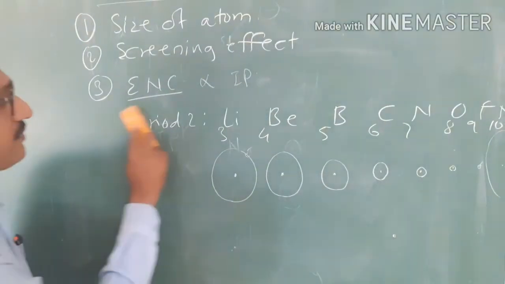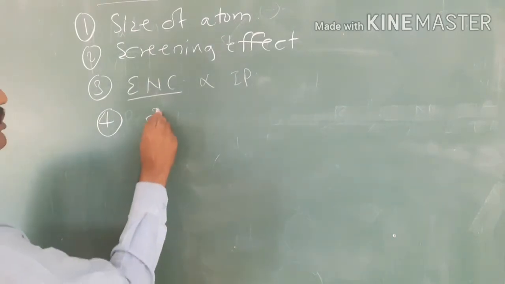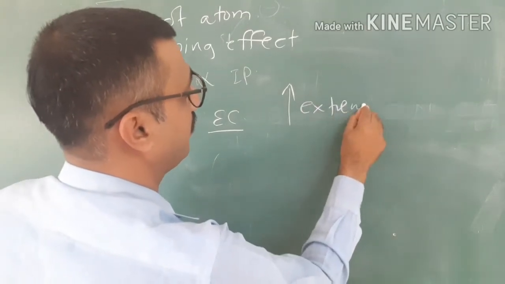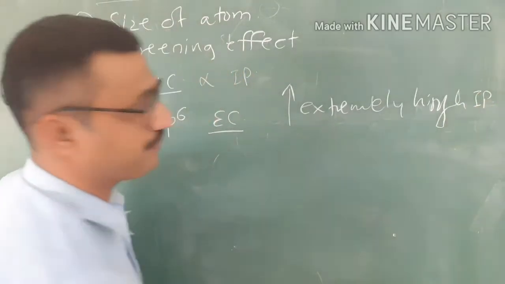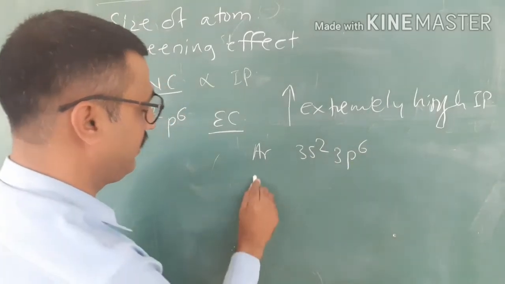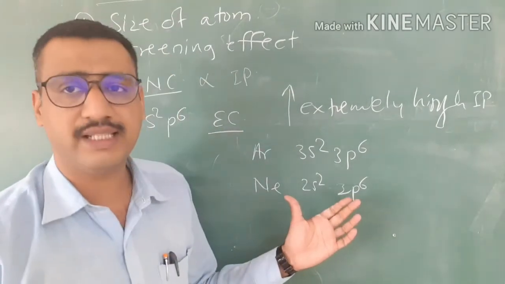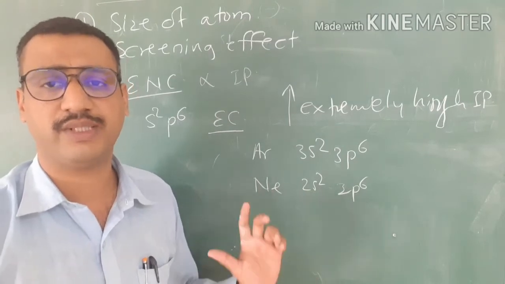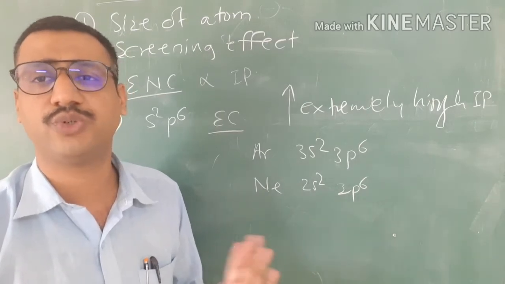Next thing is the fourth factor: s2p6 electronic configuration shows extremely high ionization potential value. So we know that argon's last shell electronic configuration is 3s2 3p6, and neon's last shell electronic configuration is 2s2 2p6. So these are the stable atoms, isn't it? As per the electronic theory of valency, the octet rule, 8 electrons are present in their valence shell, so they are stable ones. They don't have the tendency to lose electrons. They don't want to lose electrons.